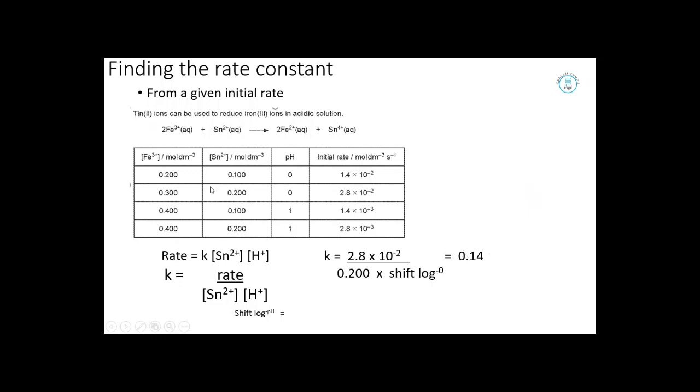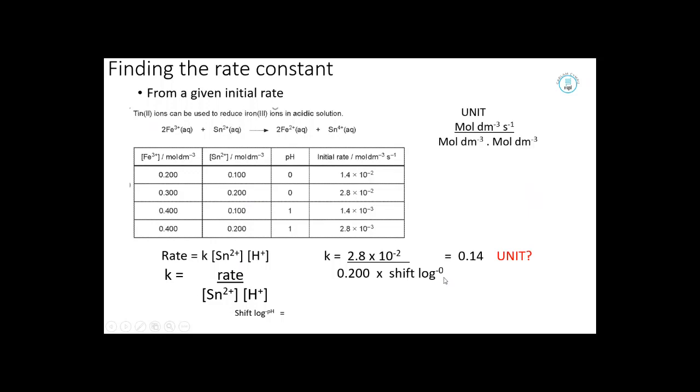Okay, so you just pick any line you want, absolutely any line you want. I've chosen, which one have I chosen? I've chosen this line here. Obviously the tin's not in there because it's zero order, but you can see I've got the Sn2 plus as 0.2. I've got my pH as 0, and I've got my rate as 2.8 times 10 to minus 2.